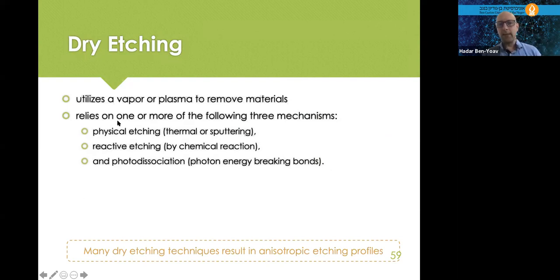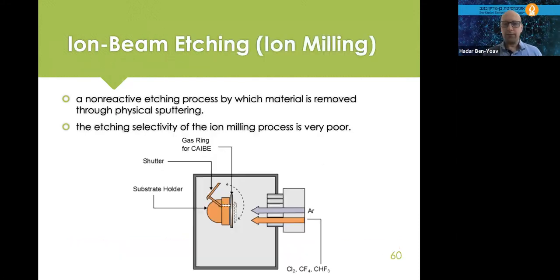It can be either physical etching, just by bombarding with ions and removing the material, or could be reactive etching by chemical reaction, also by photodissociation by using photons energy. And many dry etching processes actually cause anisotropic etching profiles because they are coherent from one direction, usually from the top. So one example of one machine that does dry etching is ion beam etching or ion milling.